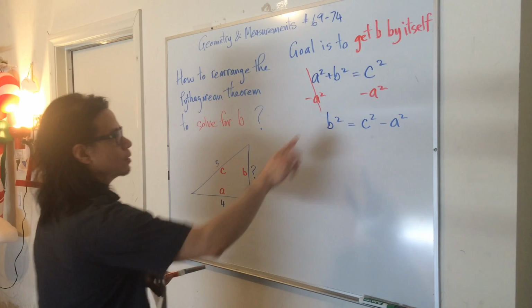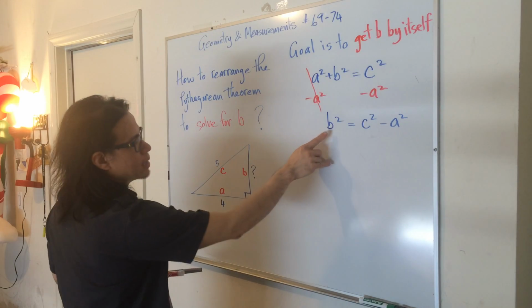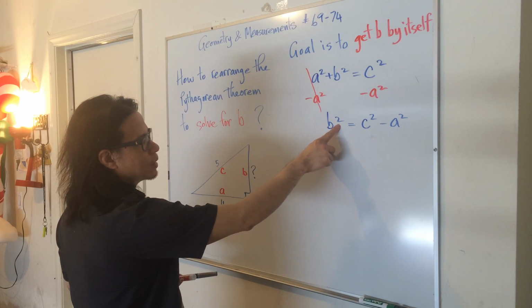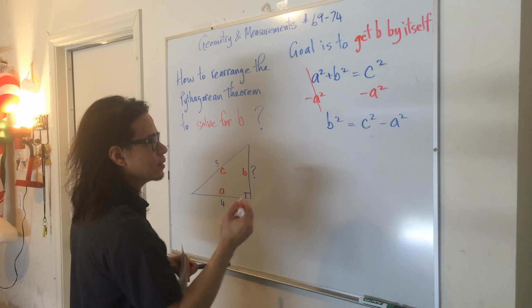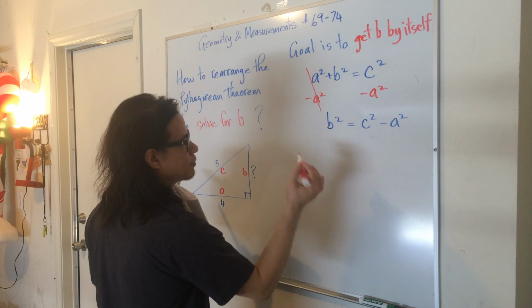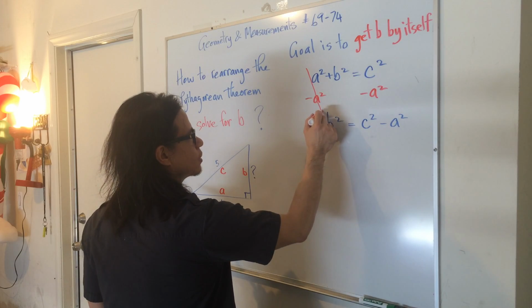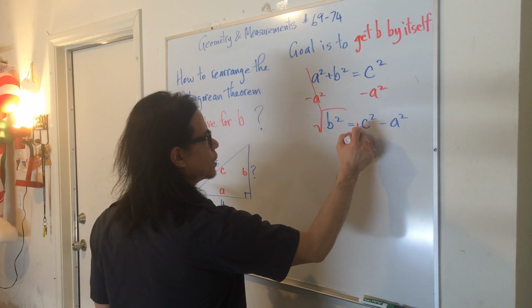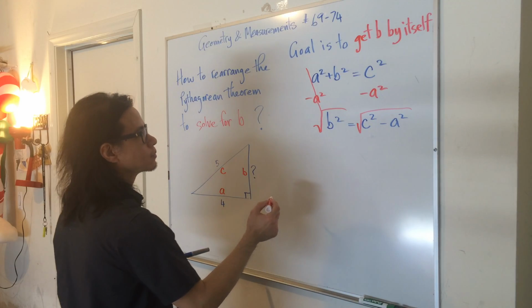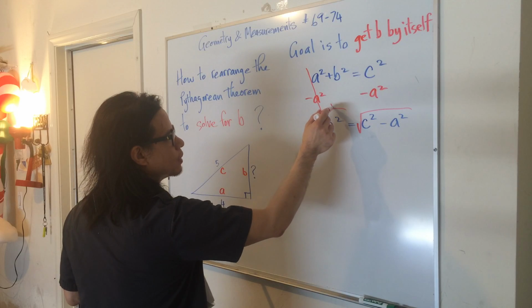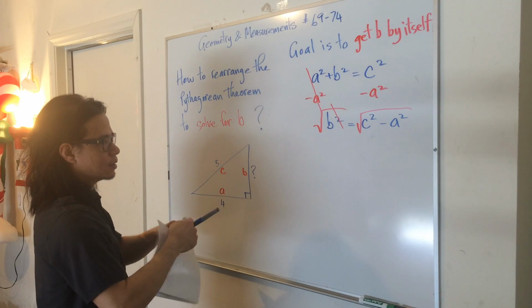Okay. So again, keeping in mind that we want to get b by itself, let's get rid of the little 2. What's the opposite of squared? This has to go back to algebra here. Okay, so opposite of squared is square root. So we'll square root both sides. So we'll cancel out the 2.